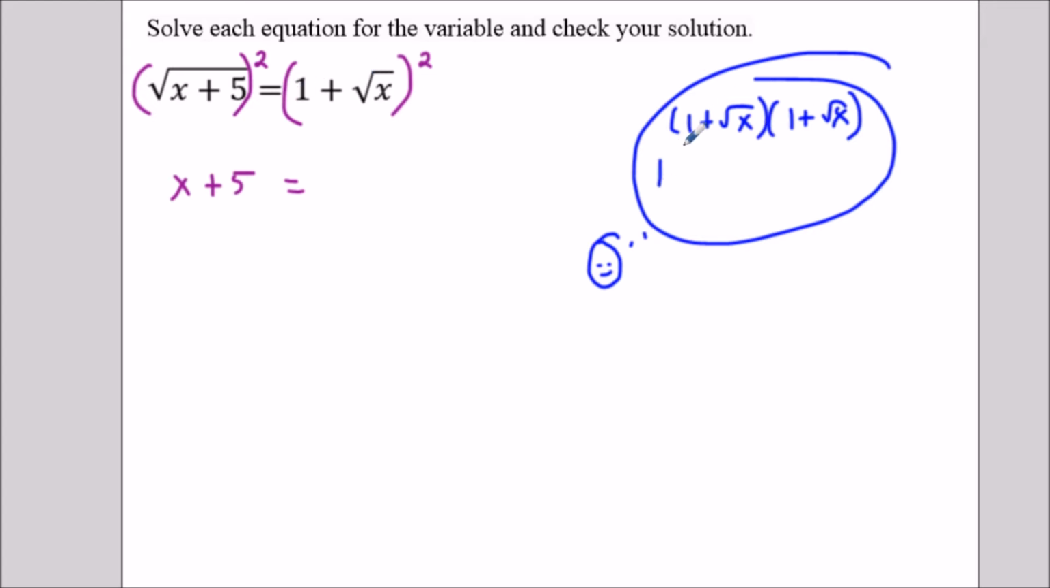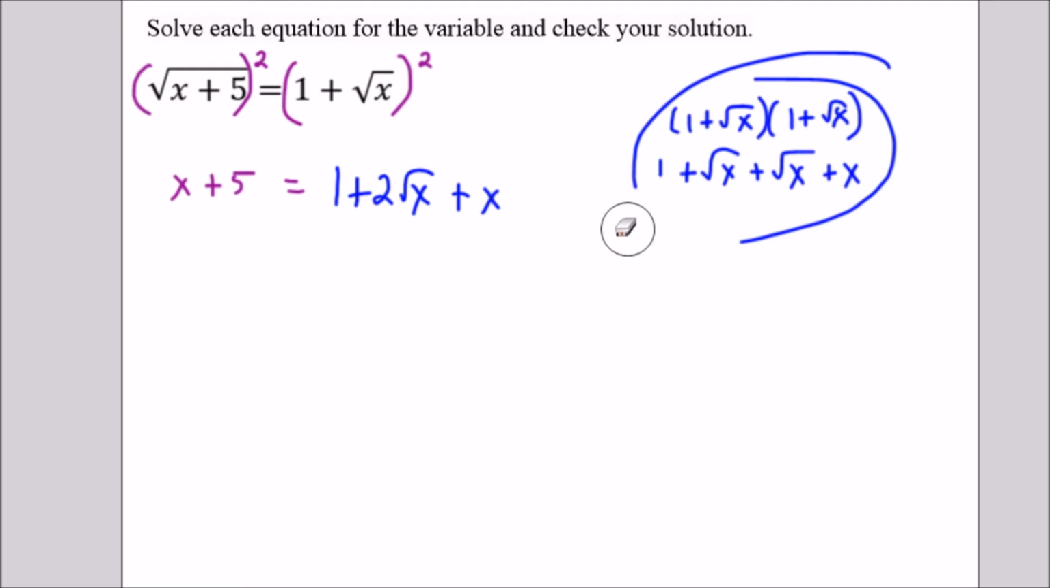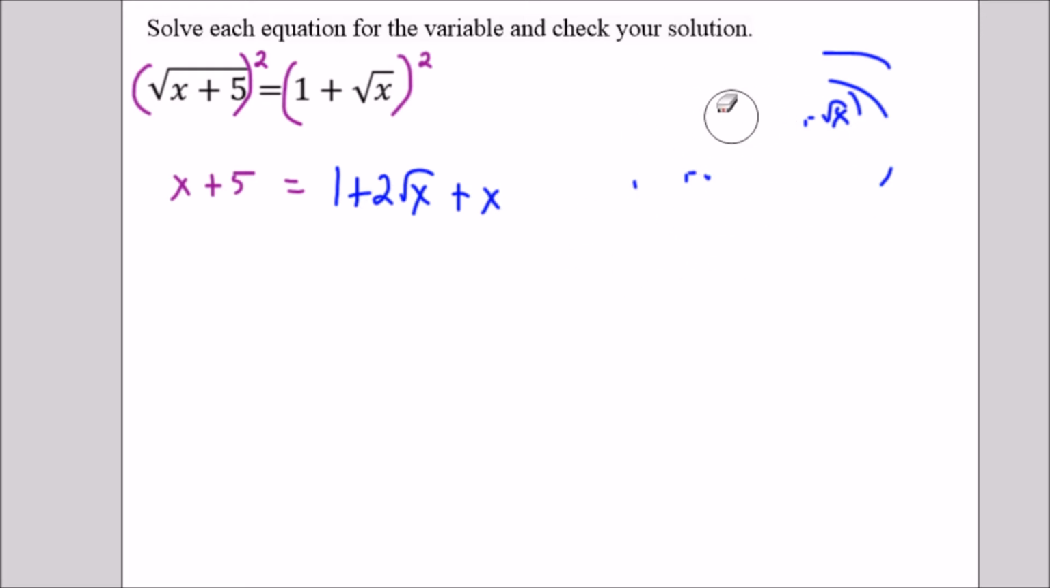We have 1 times 1 is 1. But then we have 1 times square root of x is square root of x. And then on the inside, we have square root of x times 1 is square root of x. And then when we distribute square root of x to the square root of x, multiplying those gives you x. So this actually simplifies to 1 plus 2 times square root of x, because when we add square root x plus square root x, there's 2 of them. And then the x trails at the end. All right, so that's the result of squaring the right side.